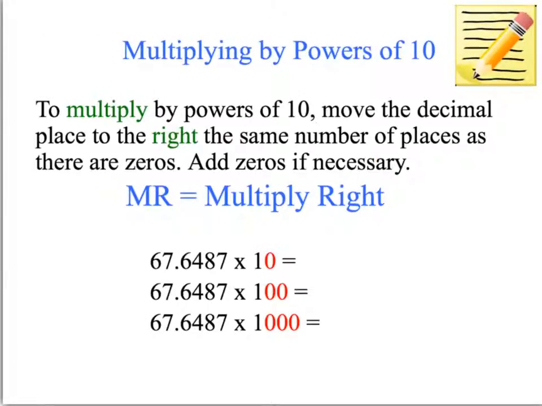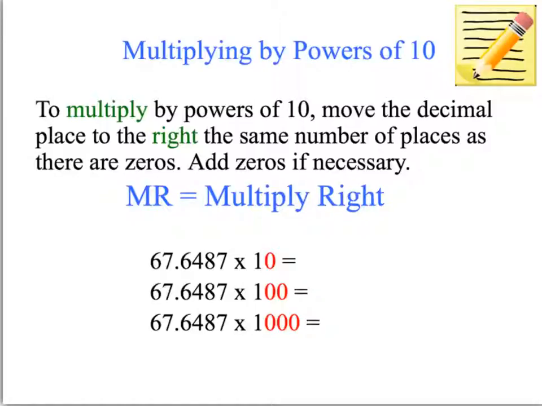Now, to multiply by powers of 10, you need to move the decimal place to the right the same number of places as there are zeros. Sometimes you also might need to add zeros to the answer if necessary, and I'll show you some examples of that a bit later on. So just remember Mr. MR, so multiply right.